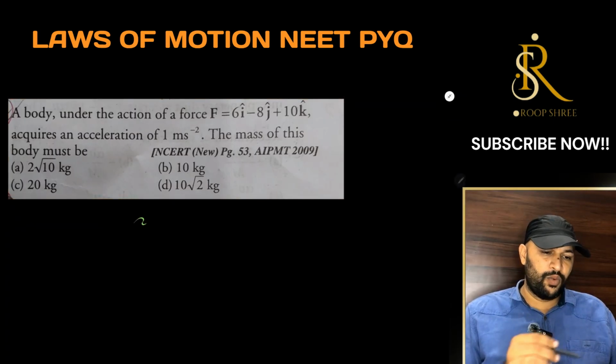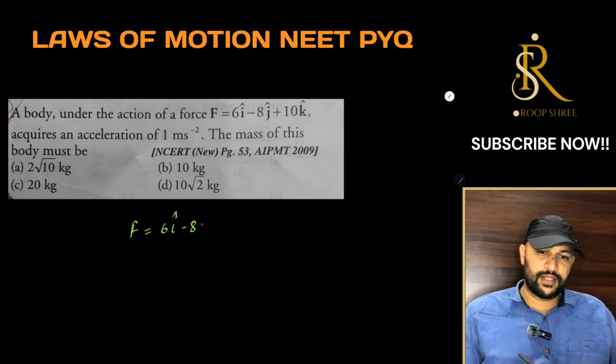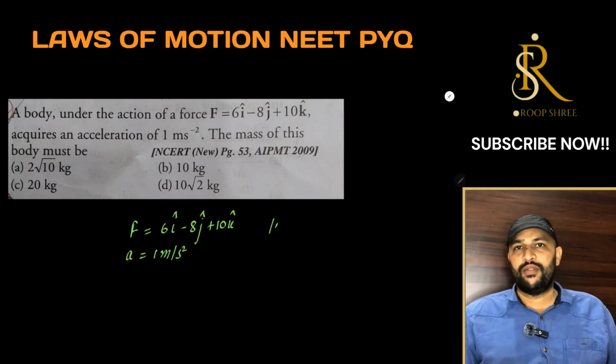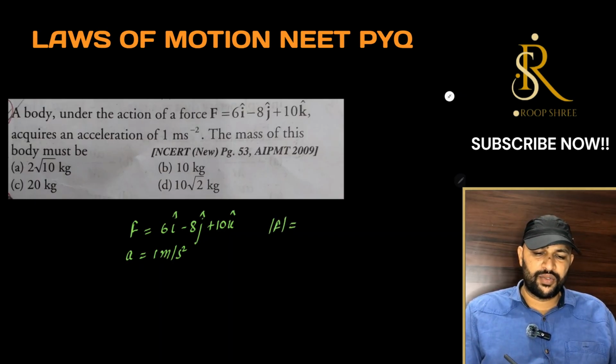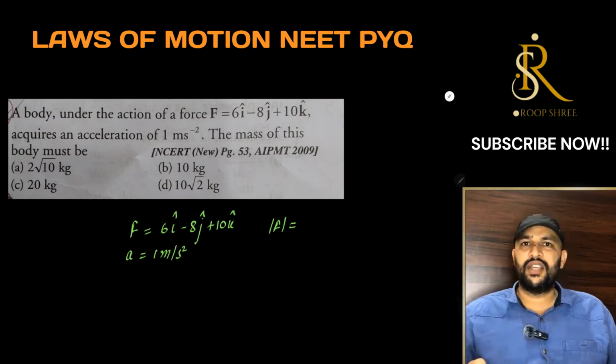Our next problem says a body under the action of force, now what is the force? Force is 6i minus 8j plus 10k. It acquires an acceleration of a equals 1 meter per second square. The mass of this body must be how much? Let's find the magnitude of the force, right? Because they have given the magnitude of acceleration, and mass is a scalar quantity, right?